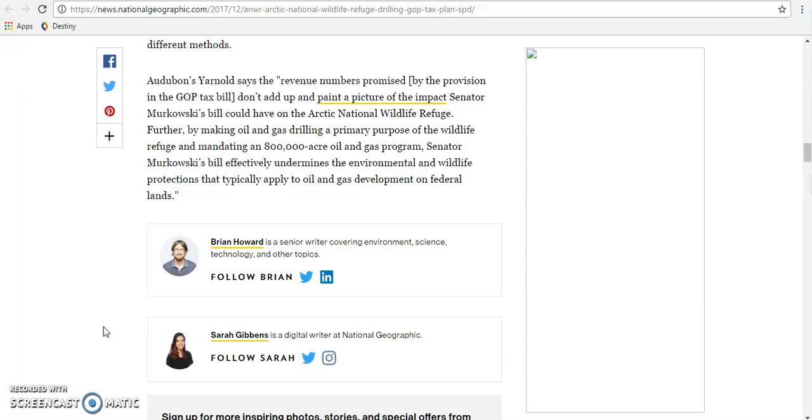So I hope this helps you read the article a little bit easier. You can use this for all of your classes, no matter the content area. It's just a different way of thinking about reading an article.